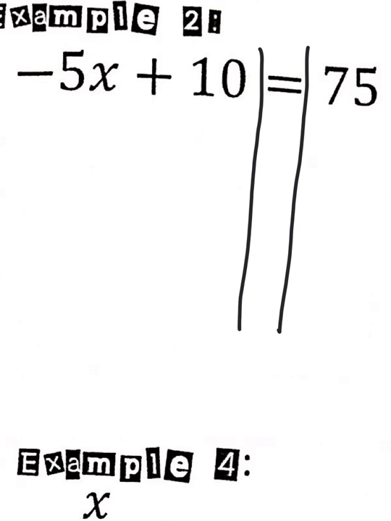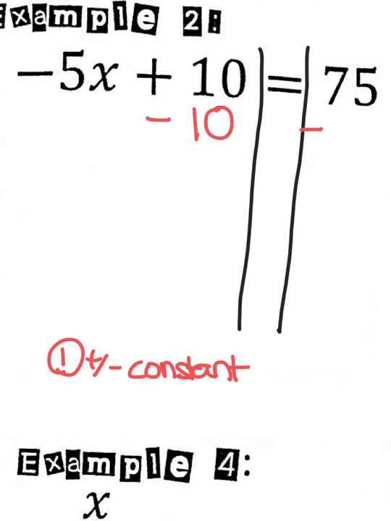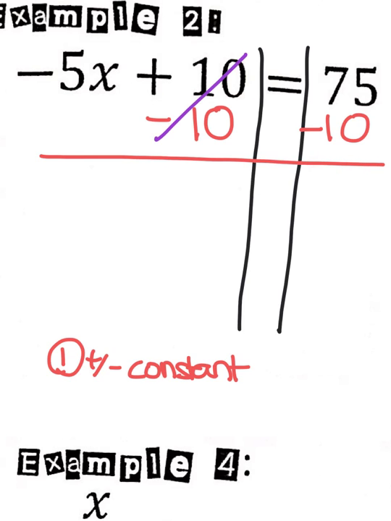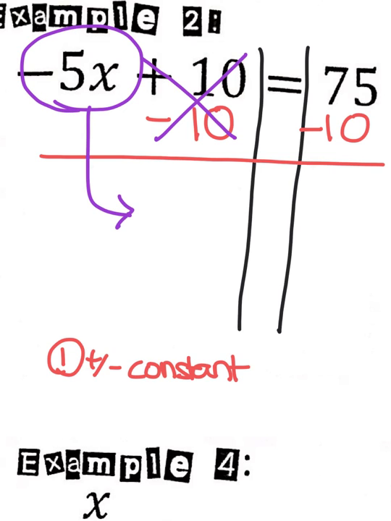Add 10 to both sides? Well, we can't add 10 to both sides. Subtract. Yes. So add or subtract the constant. In this case, we're subtracting 10 from both sides, which would give you 65. Our 10's cancel out. This negative 5x is going to come down because we can't get rid of that yet.